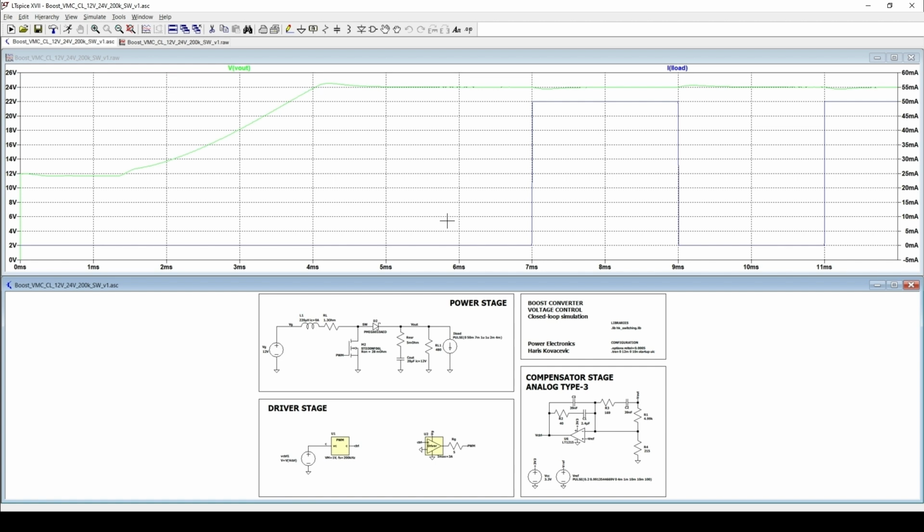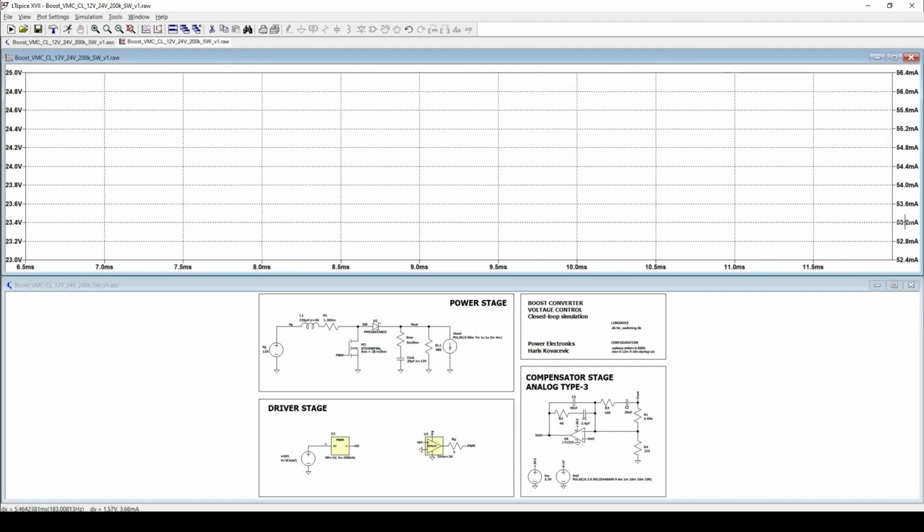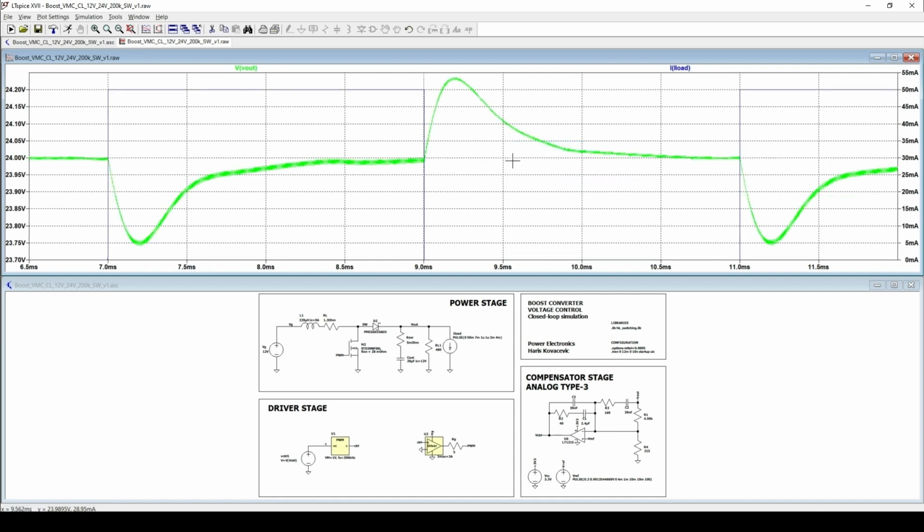At first glance, the response looks very similar to the averaged model, and this is an important result. It means the averaged model correctly predicts the overall system dynamics. Now, if we zoom in on the voltage, we can see several differences.